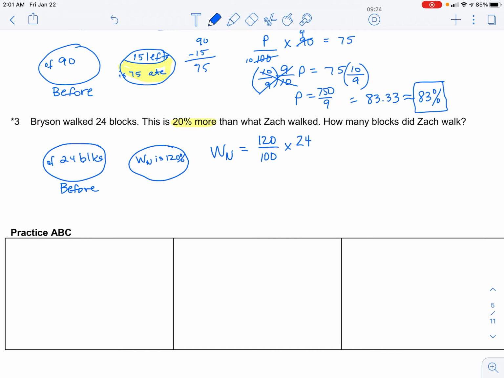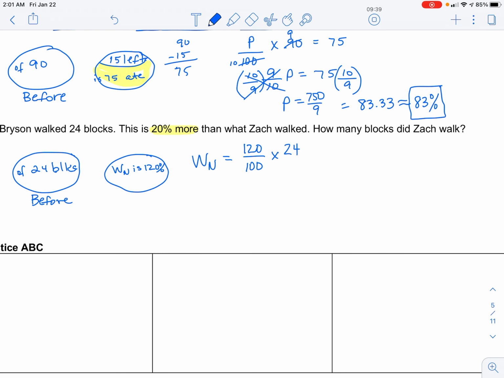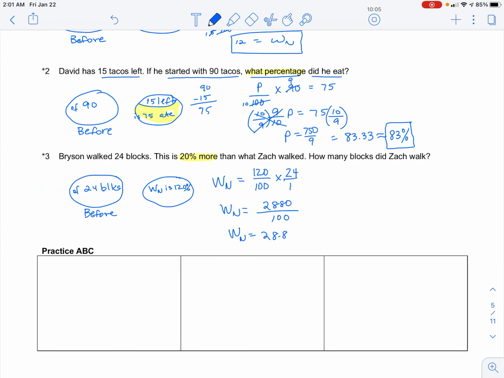All right, so let's go ahead and work this out. I'm just thinking here for 1 second. Okay. Excuse me. So I'm just going to do the math on this. If I do 120 times 24, let me put that in my calculator really quickly. 120 times 24 is 2,880 over 100. And you're going to get 28.8.